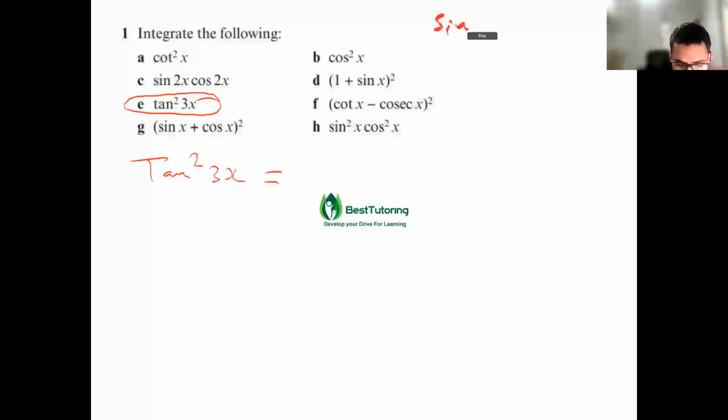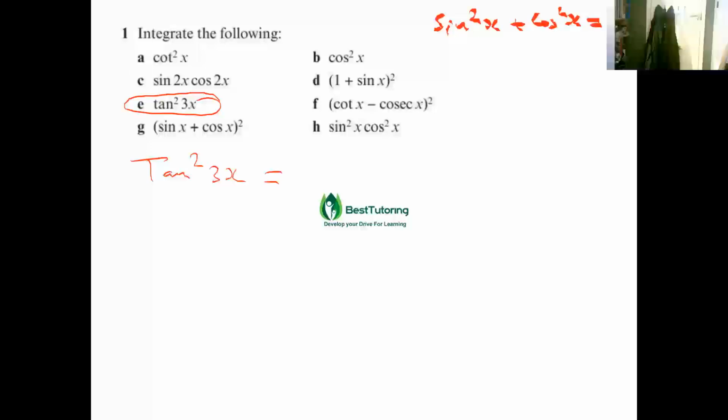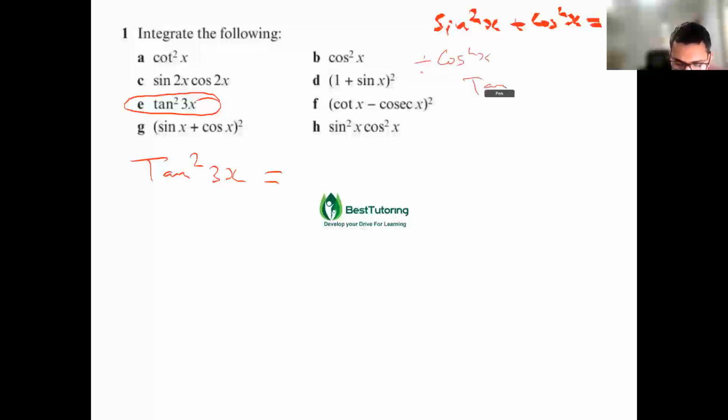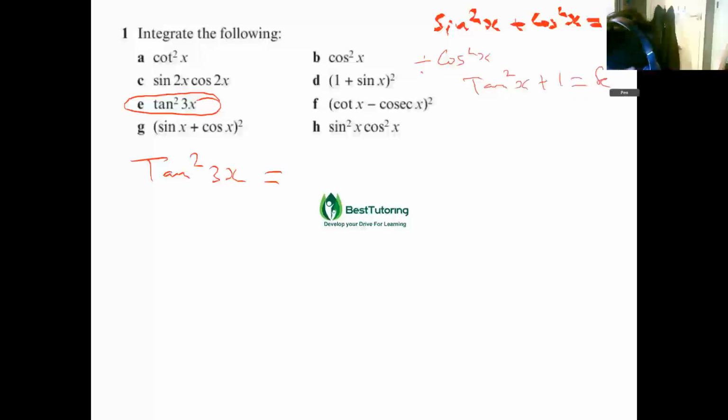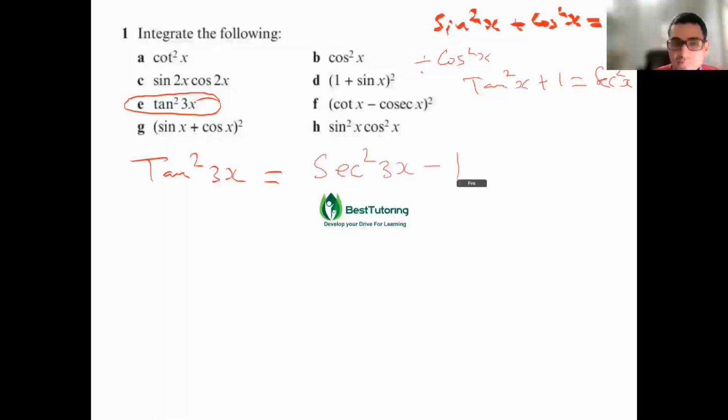You can tell me, write down sin square x plus cos square x equal to 1. What do you want to divide both sides by? It was cos. Yes, we divide by cos squared. So what do we get? Tan square x plus 1 is equal to sec square x. So tan square x is sec squared minus 1. Yes, that is equal to sec squared minus 1 equals tan squared x. Good. Once we got this one, we integrate it.